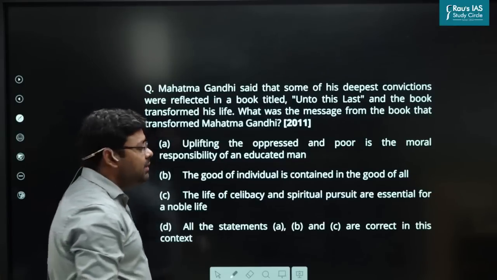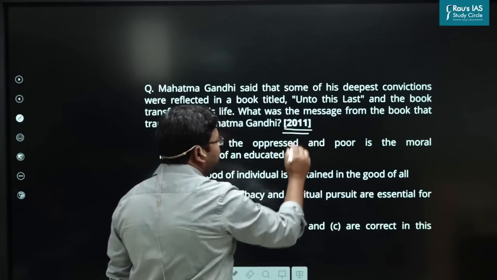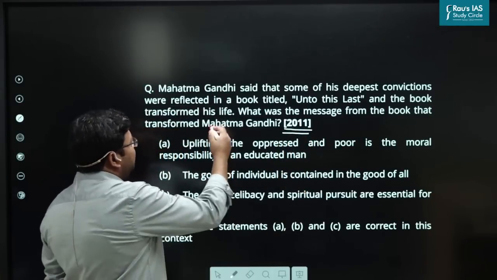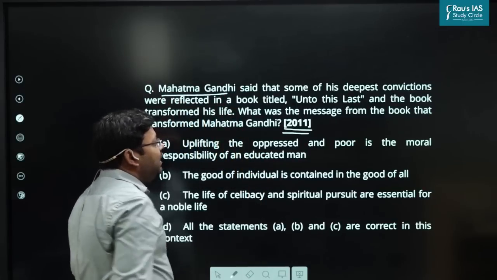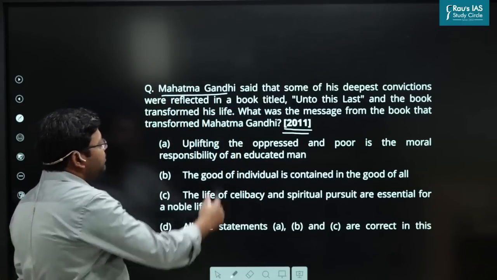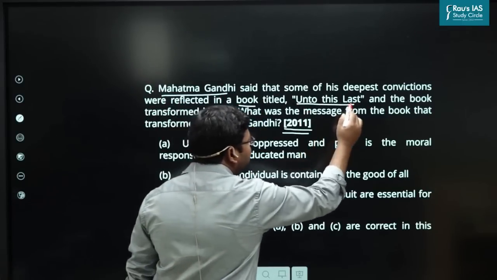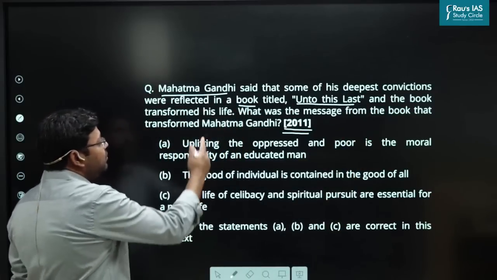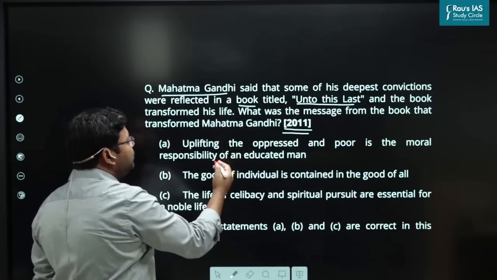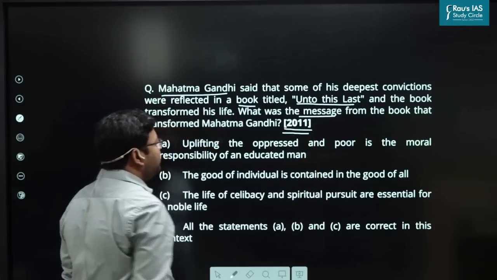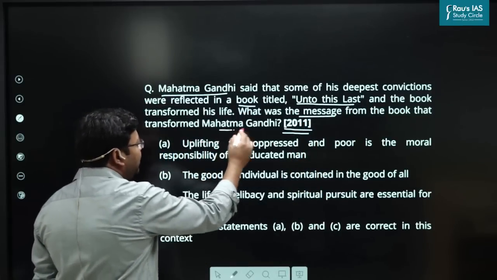Another question, a very interesting question from UPSC 2011. This question says that Mahatma Gandhi said that some of the deepest convictions were reflected in a book titled Unto This Last, and the book transformed his life. What were the messages from the book that transformed Mahatma Gandhi?